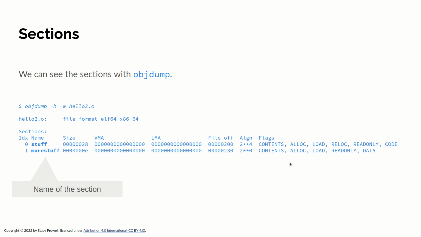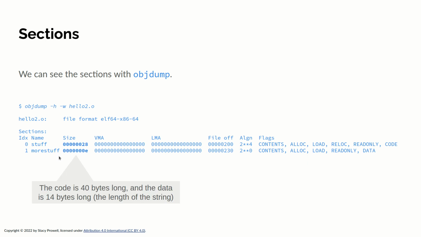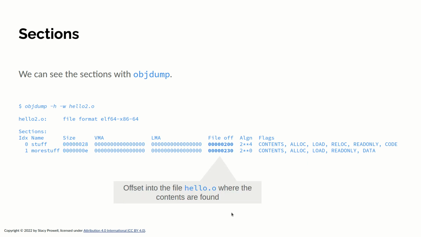We can see our crazy section names in objdump, so I go ahead and assemble it, and then I objdump the .o file, stuff and more stuff. There they are. Name of the section. And the size, so up here we see that it's hex 28. 2 times 16 is 32, plus 8 is 40, so it's 40 bytes. That's 14. So there you go. It's assigned some space to them. They have a file offset. This is where they occur in the file, in hexadecimal. We did tell it to align our stuff section on a 16-byte boundary. 2 to the power of 4 is 16. I didn't tell it anything for more stuff, so it says stick it anywhere.